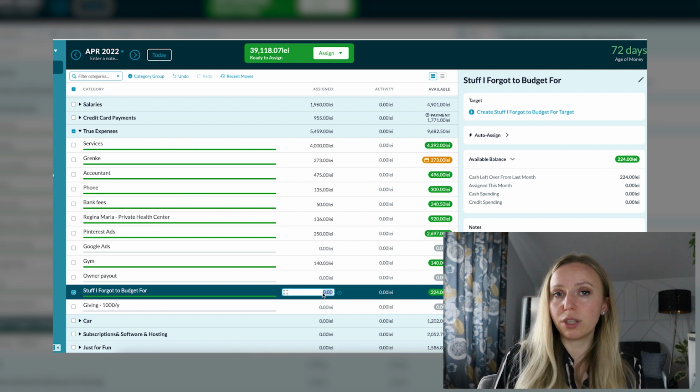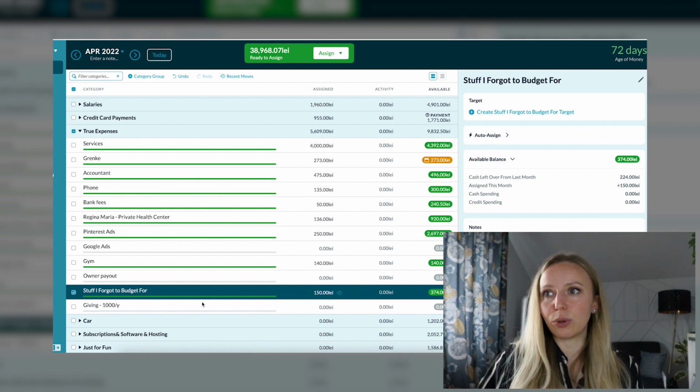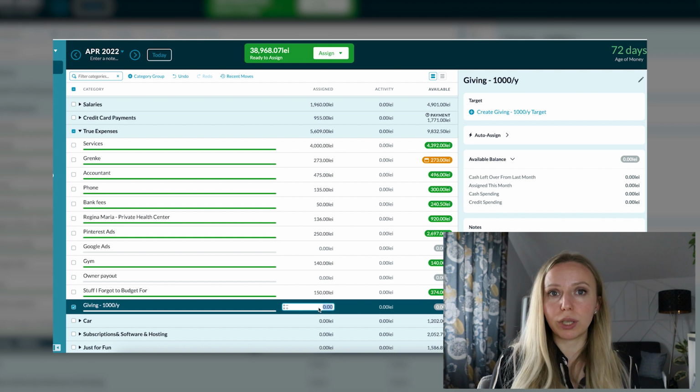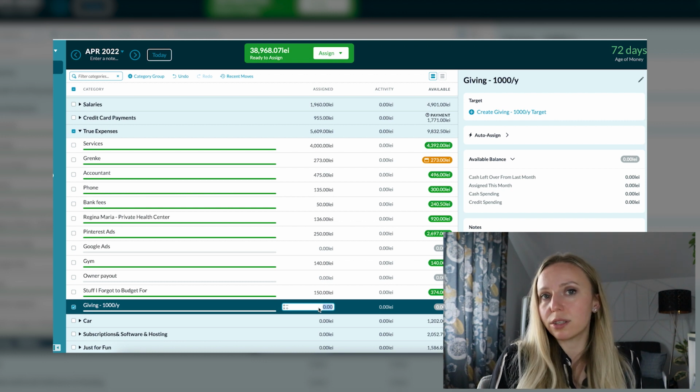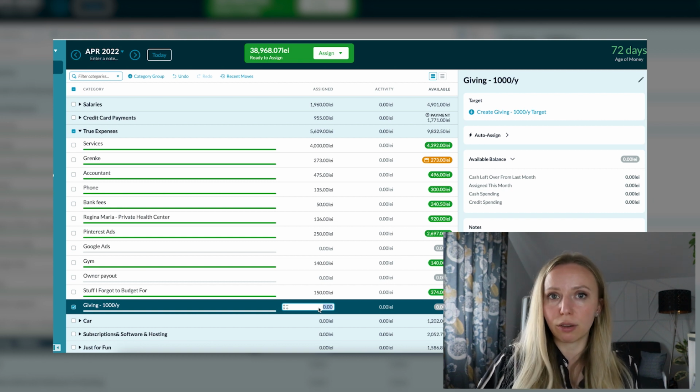Stuff I forgot to budget for. This usually gets used every month, but for now, let's put in 150 because things come up and you forget stuff. I also like to have a giving category. I usually do this around the end of the year, but if something comes up that I feel passionate about and I am able to give some extra money to a cause that is close to my heart, then I am able to do that. I am not aware of any causes at the moment that I want to contribute to. So for now, I will not budget anything for this category. So that was the true expenses category.